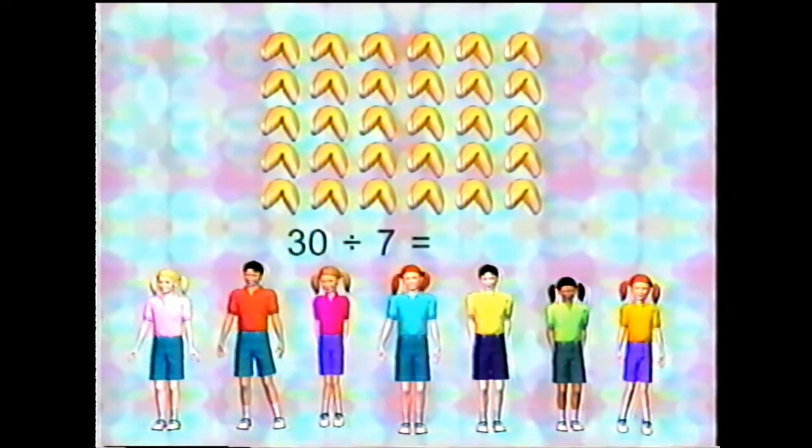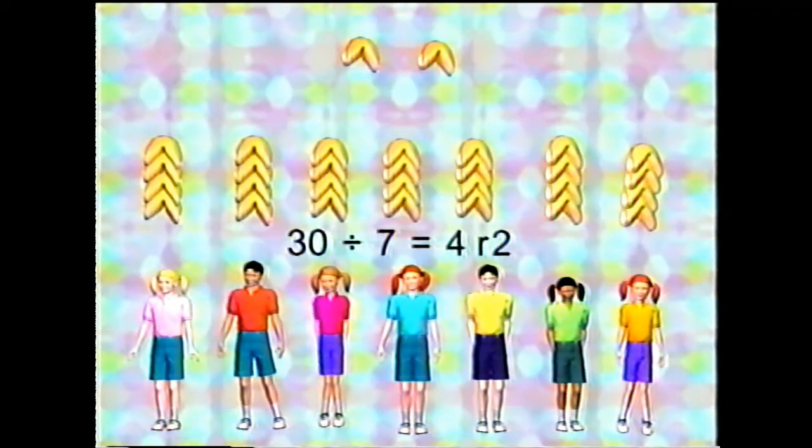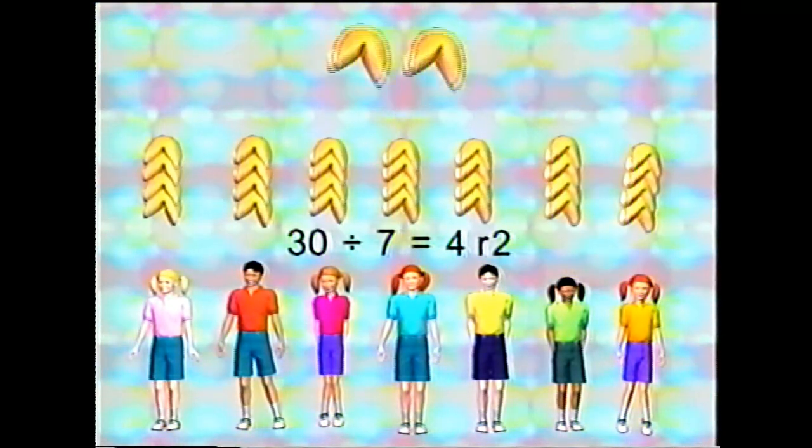Sherry had 30 fortune cookies. She wanted to divide them equally among 7 friends. How many fortune cookies does each friend receive? The answer is 4, with 2 left over.